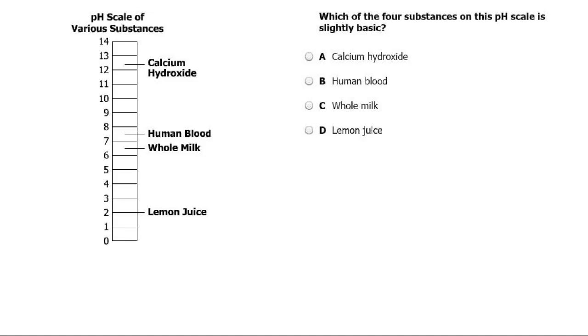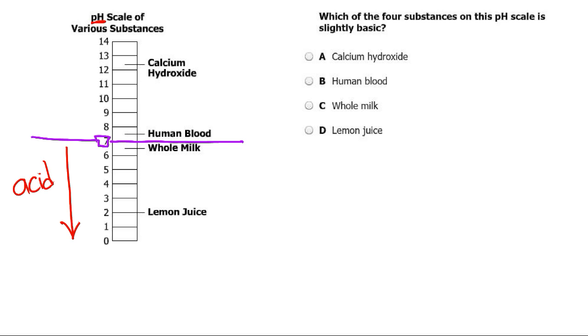Which of the four substances on this pH scale is slightly basic? As far as acids and bases go, you probably remember from 8th grade or whenever you took physical science, and certainly from this class, that the dividing line for acids and bases is 7. If you are below 7, you are an acid on the pH scale.